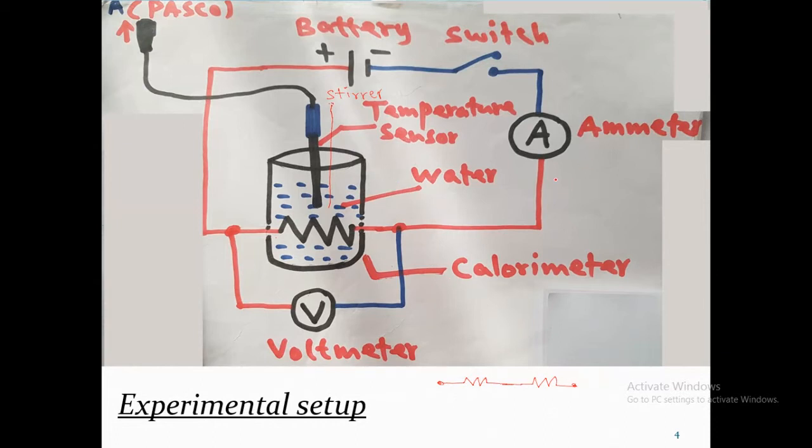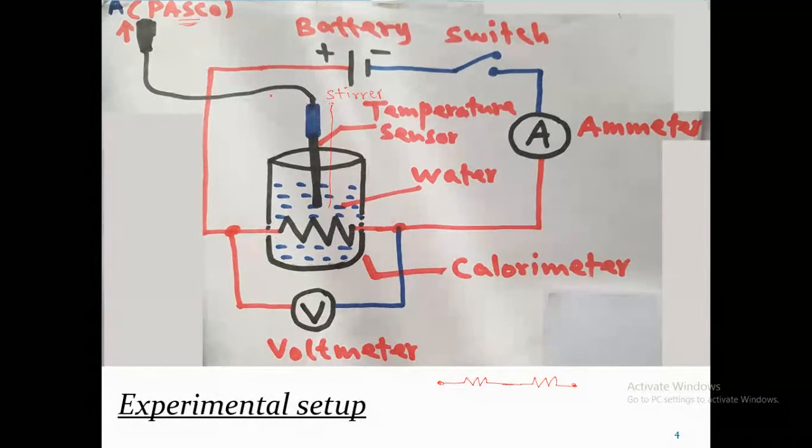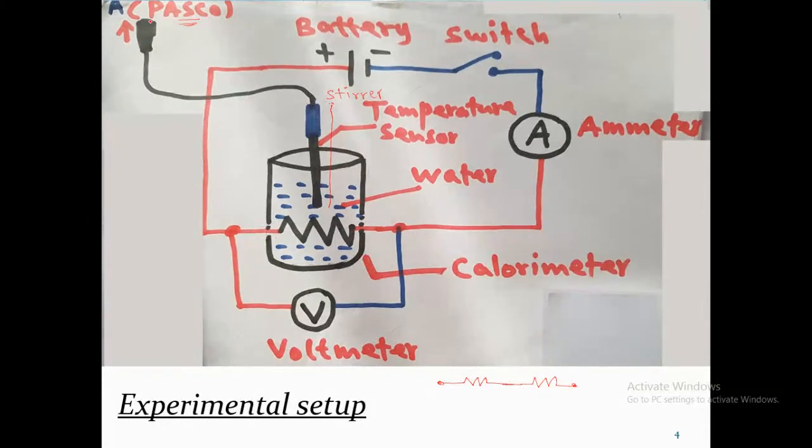This is the calorimeter, this is the ammeter, this is water inside the cup, and this temperature sensor goes to the Pascal interface, and the Pascal interface is further connected to the computer. So once you are heating it here, the electrical energy is converted into heat energy, and the sensor continuously gives the temperature of the water to Pascal, and Pascal is interfaced with the computer. So you'll see on the screen a graph, temperature versus time.